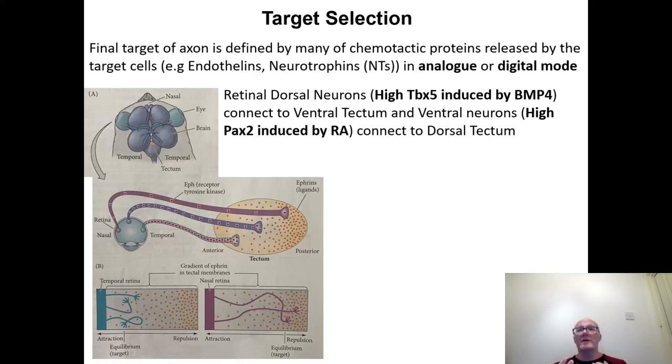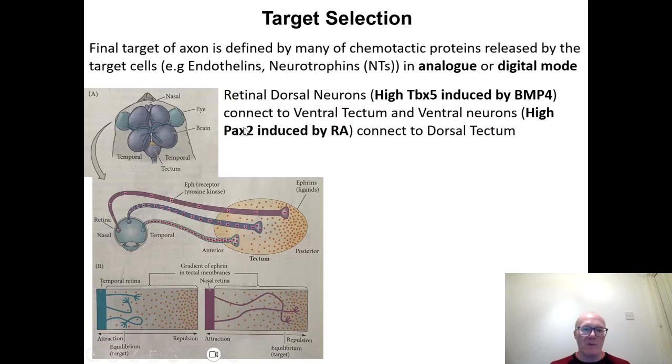Now, because the retina is three-dimensional, the retina is organized around a semicircle. We have neurons that are dorsal, neurons that are ventral. We have neurons that are more toward the nose, so nasal, and neurons that are more outside, so temporal. All these neurons project in different regions of the tectum. How do they do that?